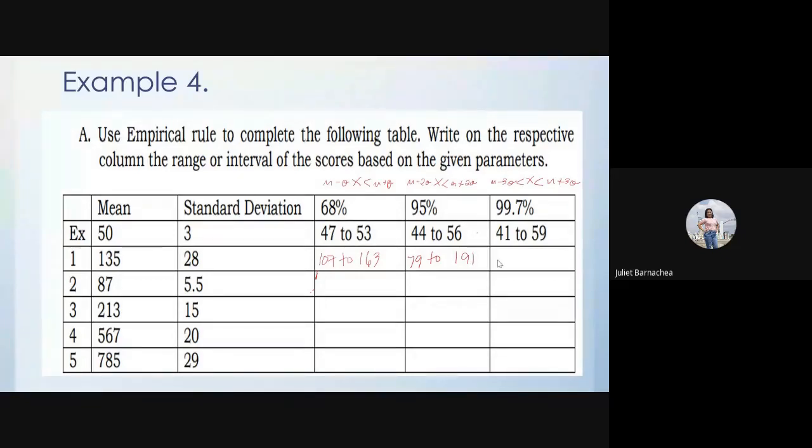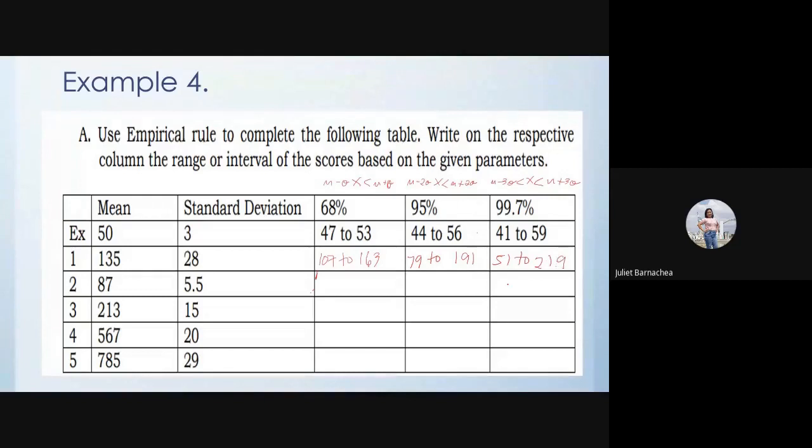Let's check. 135 minus 3 times 28. 51 is correct. Hanggang 135 plus 3 times 28, 219. Okay, maraming tama. Tama si Kathleen.